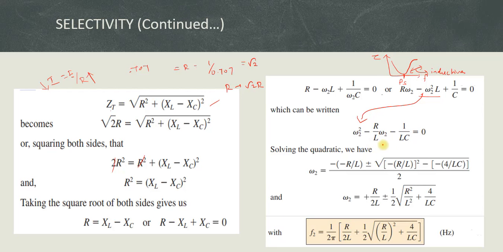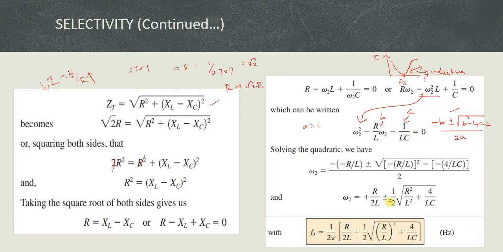So this is a degree 2 equation. Find the roots using the formula: minus b plus or minus square root of b² minus 4ac, divided by 2a. Here a equals 1, b equals minus R/L and c equals minus 1/LC. Substituting these a, b, c values and solving, the value of f2 equals 1/2π into [R/2L plus 1/2 into the square root of (R/L)² plus 4/LC]. Here a plus or minus sign is there.